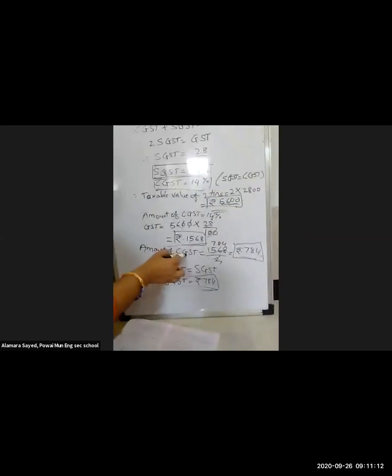So amount of CGST here is equal to 1568 upon 2, because CGST is half of GST. So 1568 will be divided by 2. So the answer is rupees 784. As we know that CGST is equal to SGST, so SGST is equal to rupees 784. In this way we have found the values of the question.